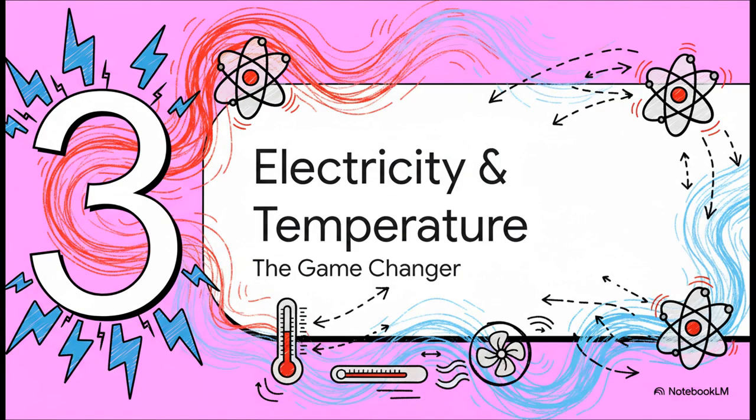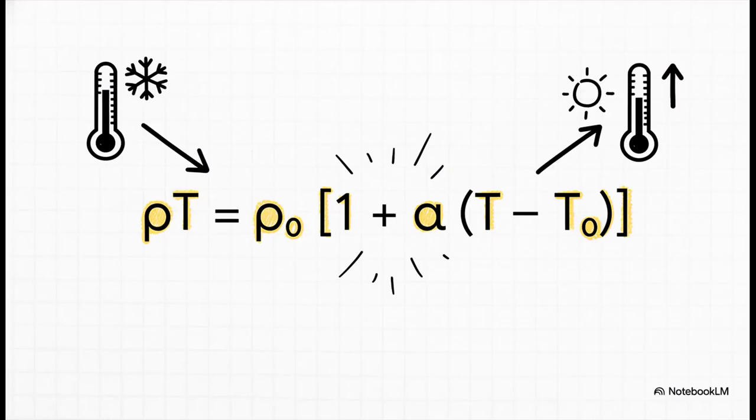Okay, so what could possibly mess with those variables, especially that collision time, tau? Well, the biggest game changer, by far, is temperature. Heating something up or cooling it down can completely transform its electrical behavior. And this formula right here is the key. It might look a little intimidating, but it tells a really clear story about how materials react when things get hot or cold. So let's break down what each part really means.